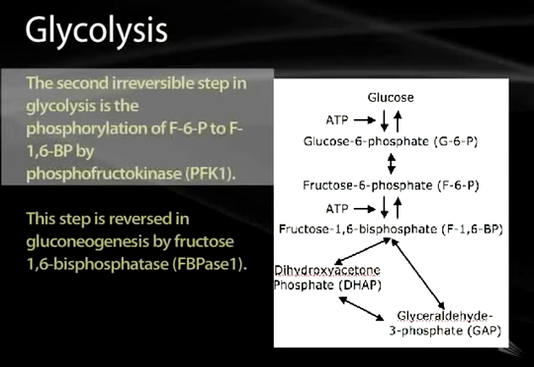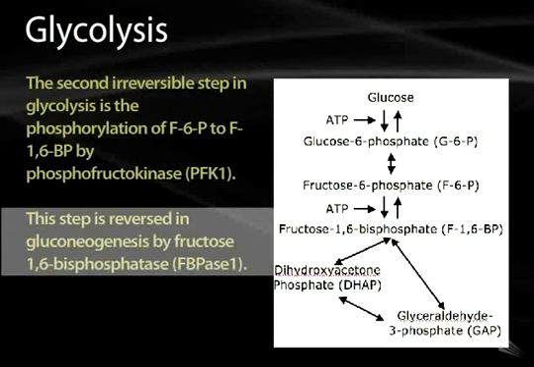Now the second irreversible step, the second step that you need to understand for the purposes of the USMLE, is the phosphorylation of fructose 6-phosphate to fructose 1,6-bisphosphate. And this is done by an enzyme called phosphofructokinase, or PFK subtype 1, PFK1. This step is reversed in gluconeogenesis by fructose 1,6-bisphosphatase, or FBPase1.